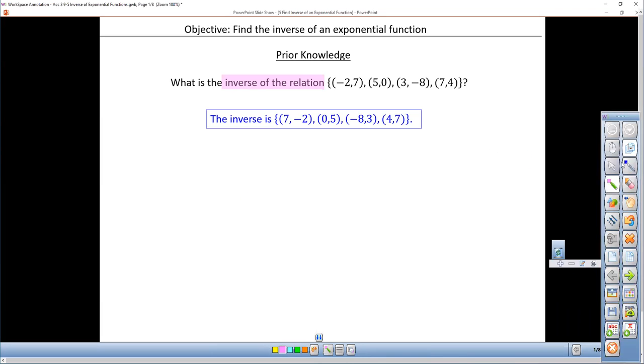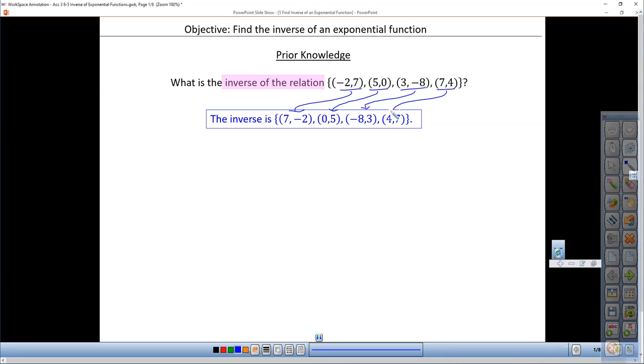each point. And so our negative 2, 7 in the inverse becomes 7, negative 2; 5, 0 becomes 0, 5; 3, negative 8 becomes negative 8, 3; and 7, 4 becomes 4, 7.